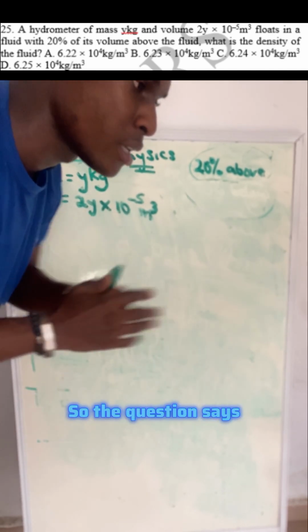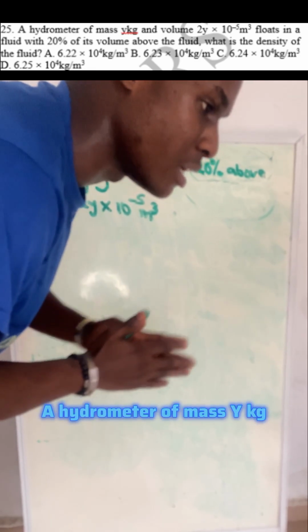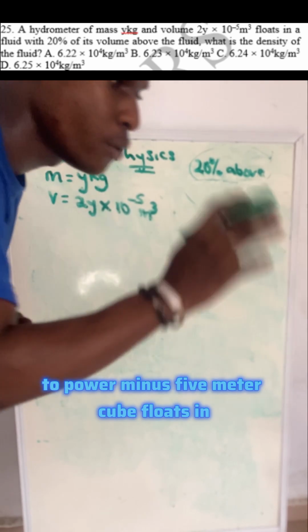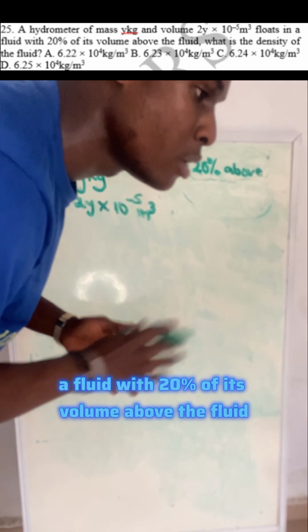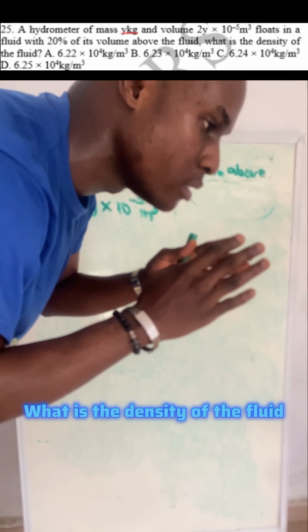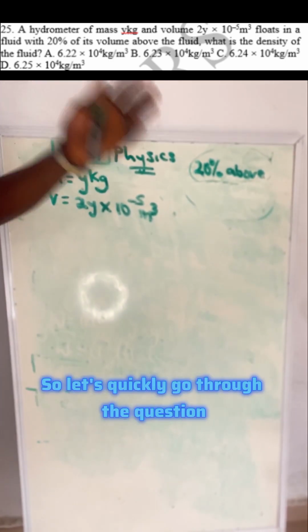So the question says a hydrometer of mass y kg and volume 2y multiplied by 10 raised to the power minus 5 meter cube floats in a fluid with 20% of its volume above the fluid. What is the density of the fluid? So let's quickly go through the question.